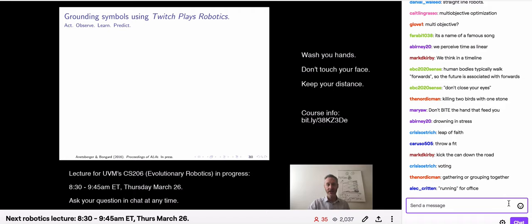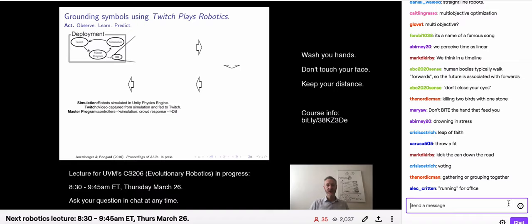Okay, so the first part of this is we're going to create a large number of simulated robots. In this case, we created them in the Unity physics engine. This is just an alternative to PyroSim or Open Dynamics Engine. As the simulation was running on a local machine at UVM, we were capturing a live video stream of those simulated robots and sending them to Twitch. And then in Twitch, we were observing the chat messages and capturing those chat messages back and storing them in a database. So the database was collecting a growing number of controllers and the crowd's responses to those controllers.